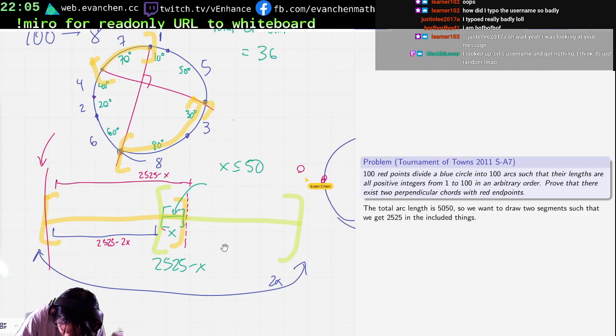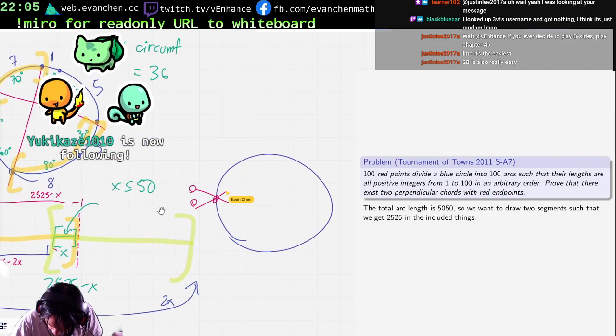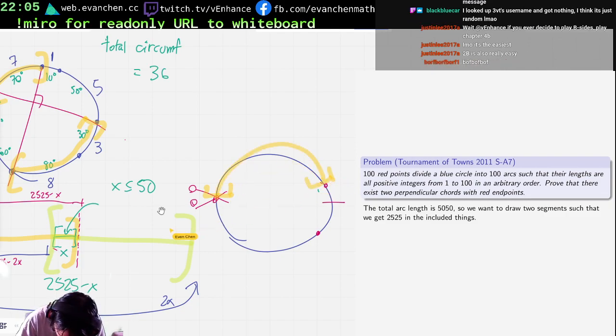You make an incision. Pretend those are scissors or something. And then this is the halfway point. So when you do this, you get two intervals, right? You get an interval going this way, and you get an interval going that way.